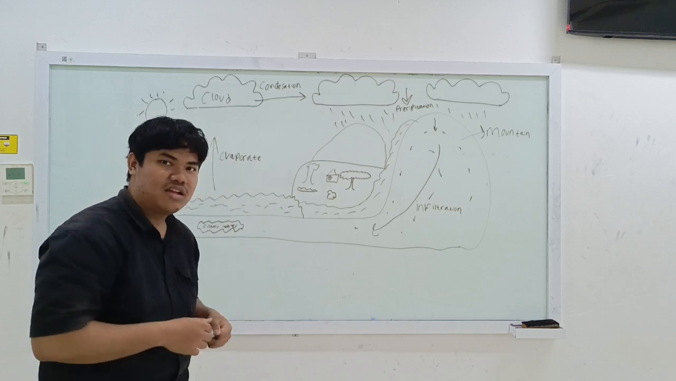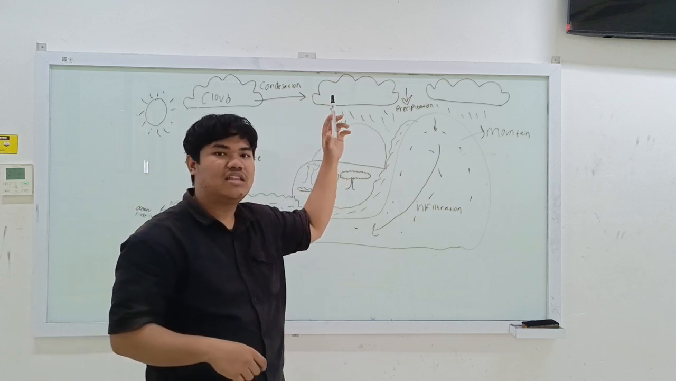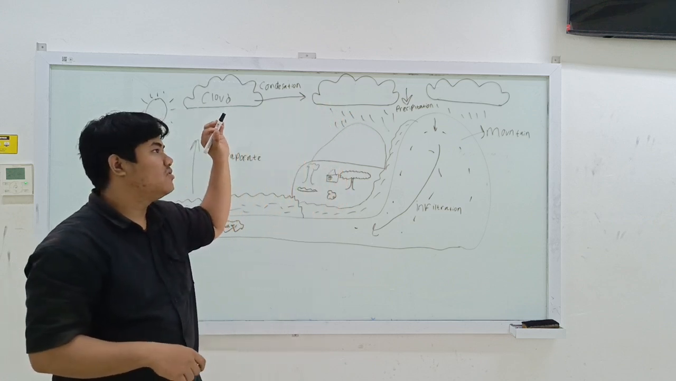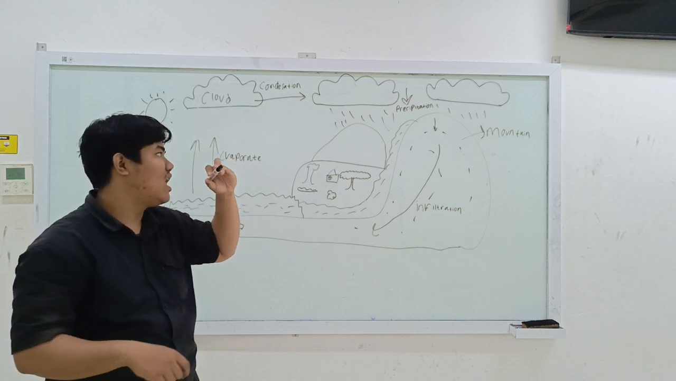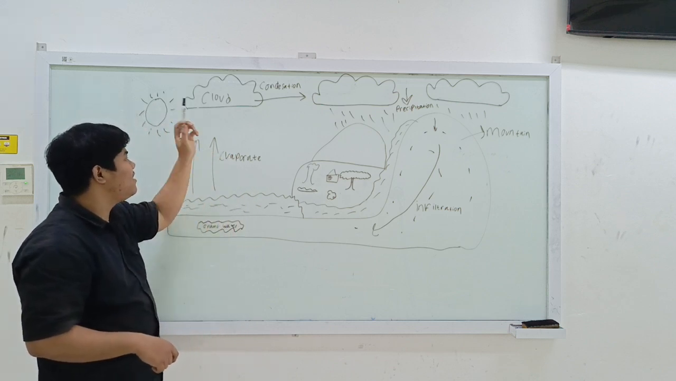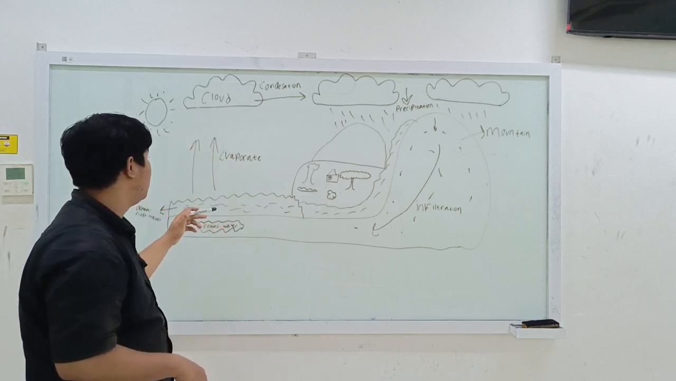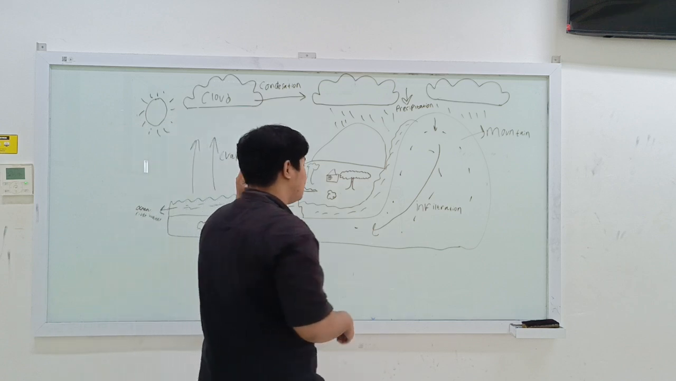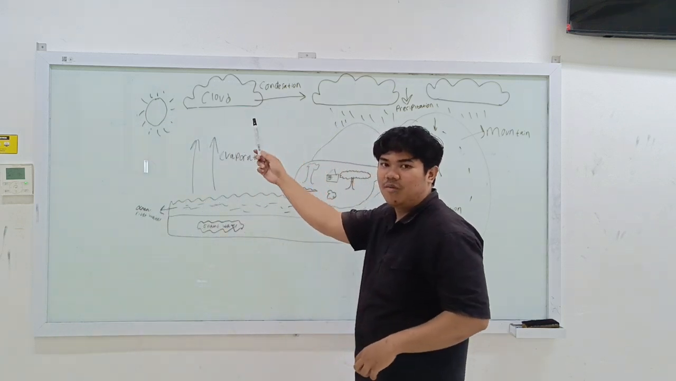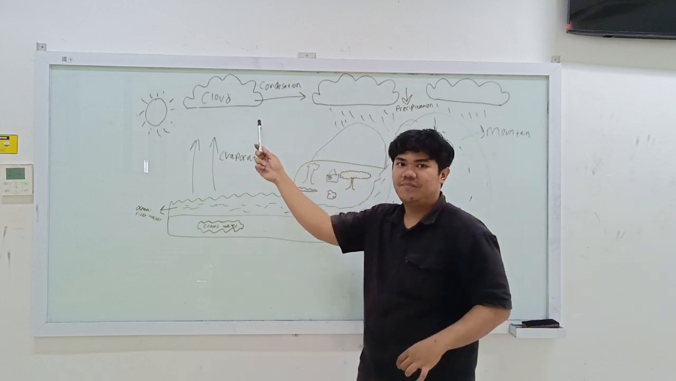And the clouds get higher and higher until they reach a certain temperature and altitude. If the clouds get very cold, the steam that formed after being heated up by the sun turns into a liquid form. This is called condensation.